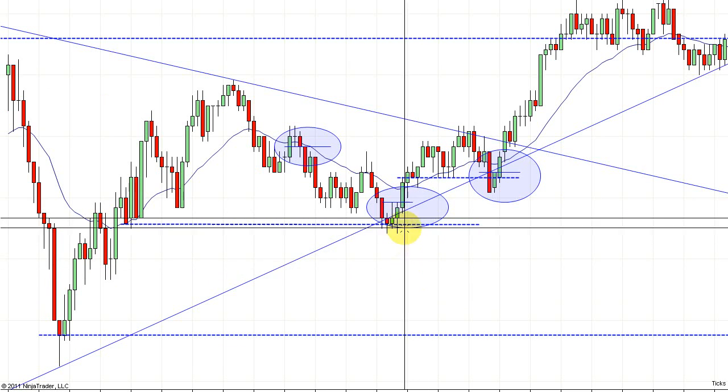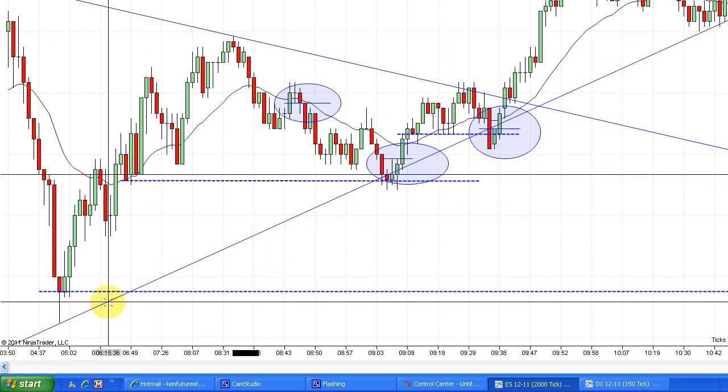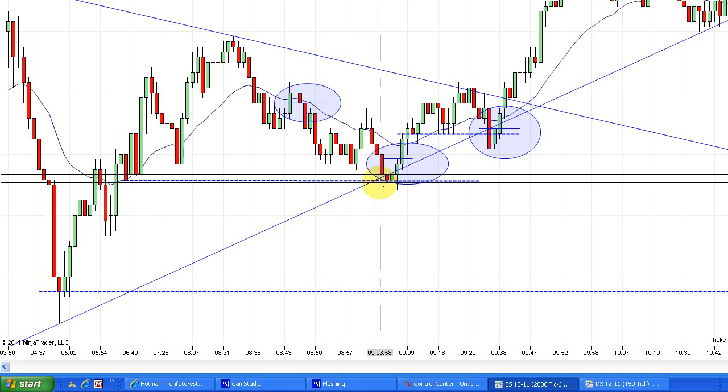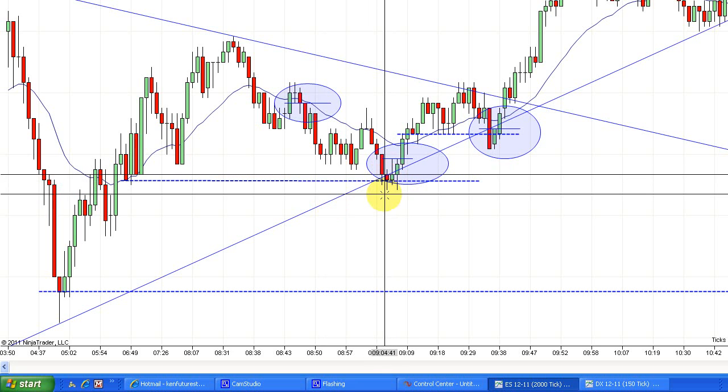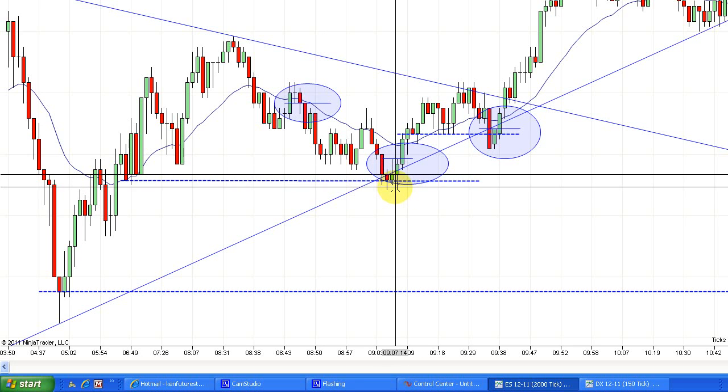So that's trade one. Trade two here. Let's look at why we took trade two. First of all, we had the trend line coming up, and prices are stalled right here at this trend line. Look what we've got here. We've got a little trap too.